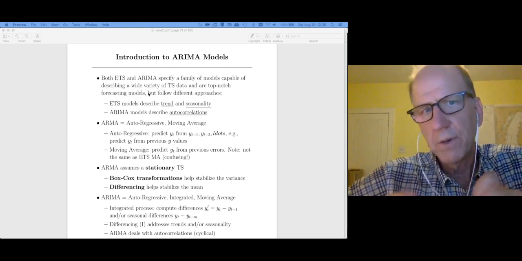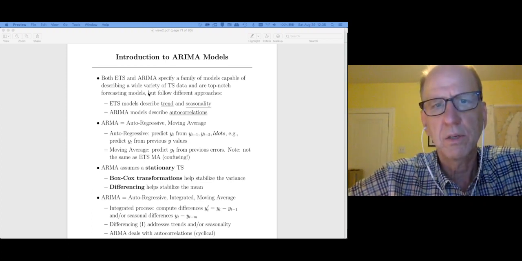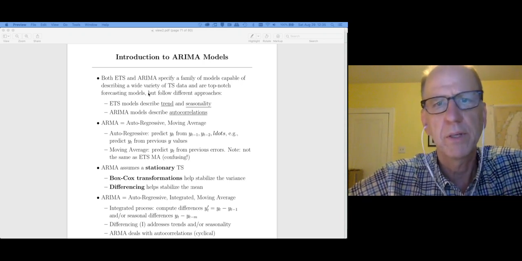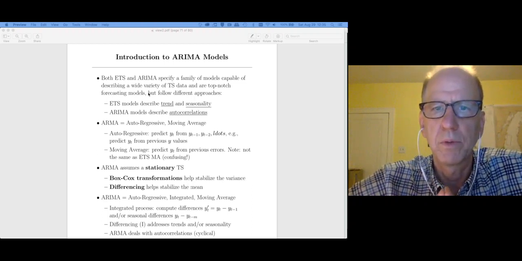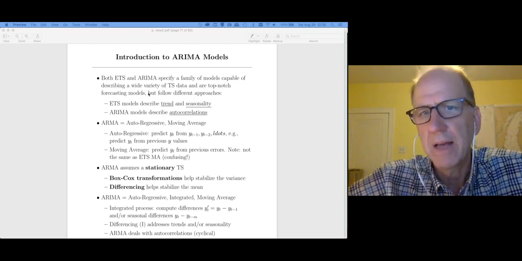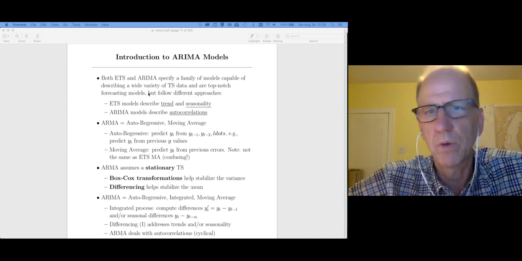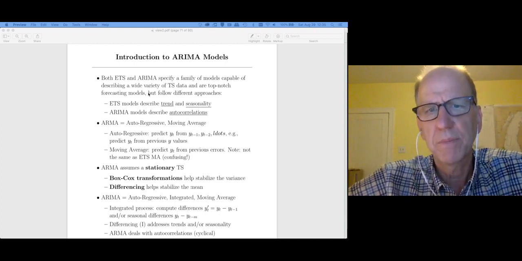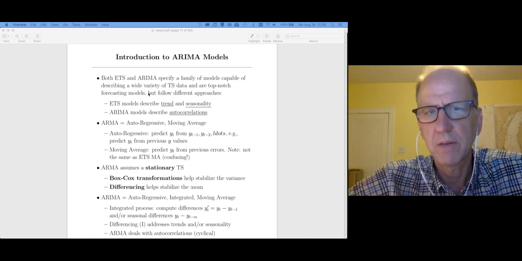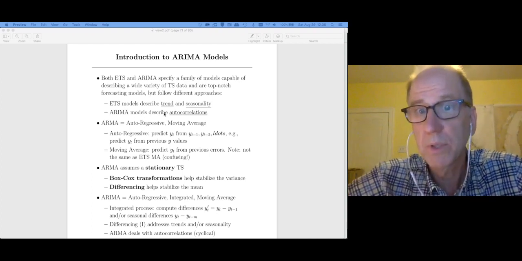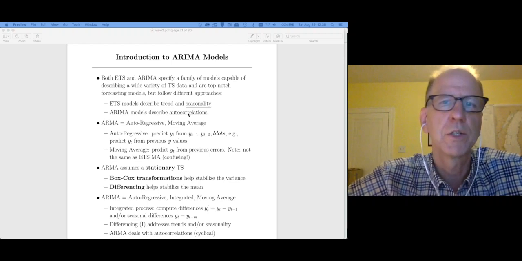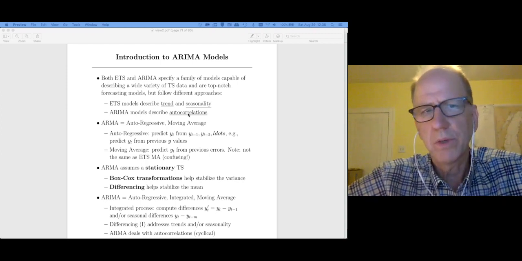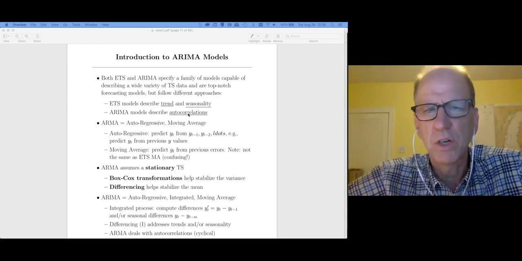The thing is, they follow a different approach. ETS really focused on how we capture the trend, and the Holt method allowed us a way to have that trend evolve over time, and seasonality. So the Winters part of Holt-Winters adds the seasonal part. ARIMA is going to focus on something completely different. Instead of focusing on the trend and seasonality, ARIMA is going to focus on the autocorrelations between observations in the time series. I want to start with some notation and terms.